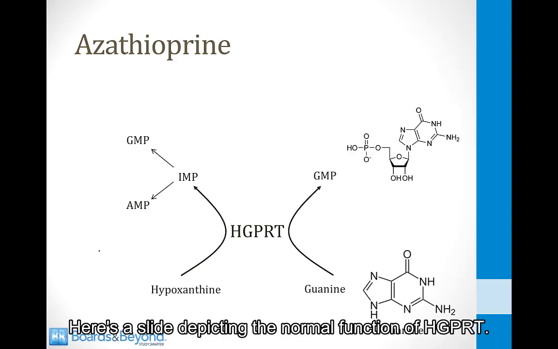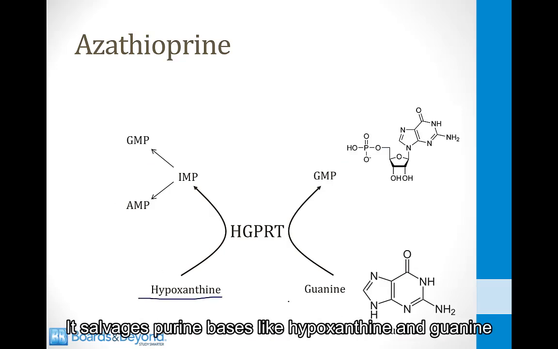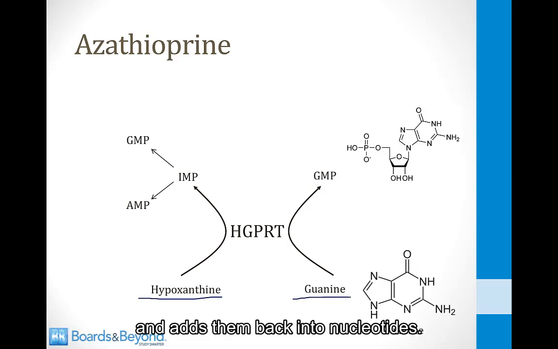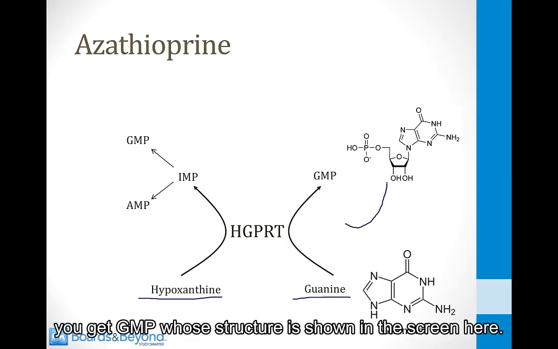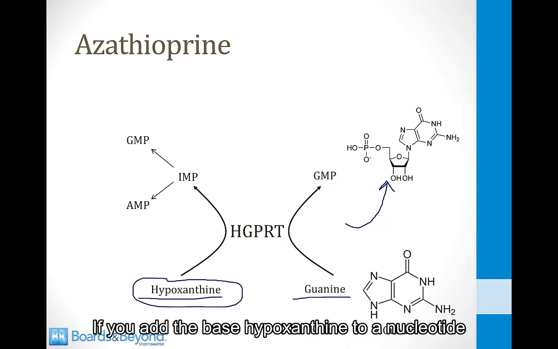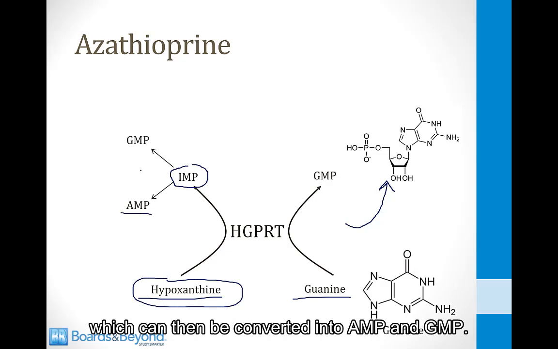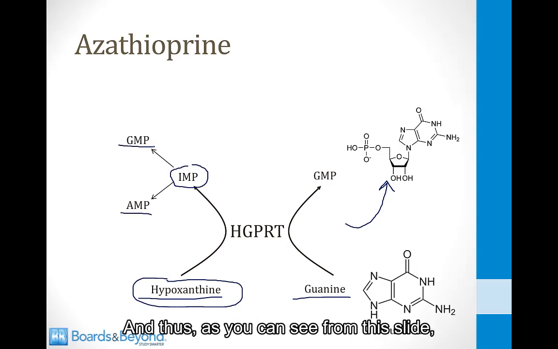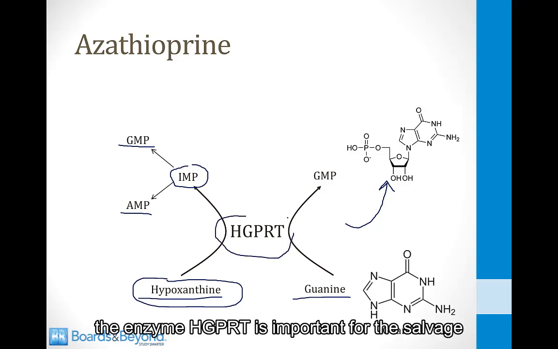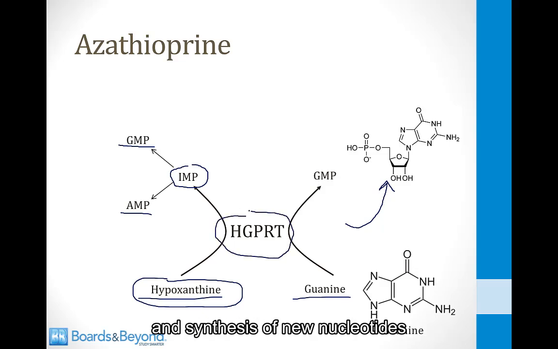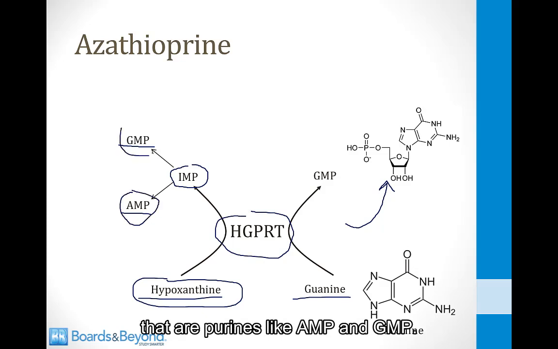Here's a slide depicting the normal function of HGPRT. It salvages purine bases like hypoxanthine and guanine and adds them back into nucleotides. If you add guanine back into a nucleotide, you get GMP, whose structure is shown on the screen here. If you add the base hypoxanthine to a nucleotide, you get inosine monophosphate, which can then be converted into AMP and GMP. And thus, as you can see from this slide, the enzyme HGPRT is important for the salvage and synthesis of new nucleotides that are purines like AMP and GMP.